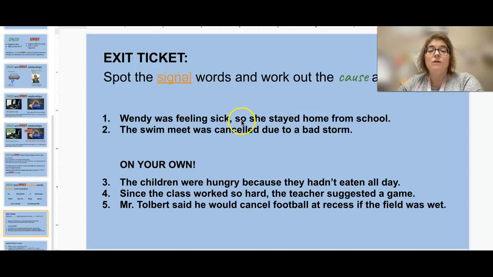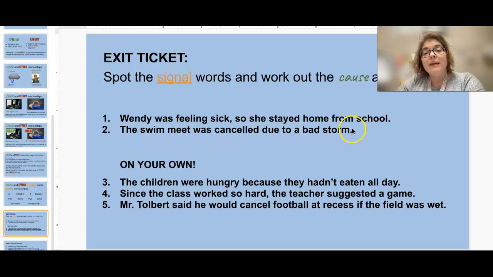That is our signal word. What is the reason, the cause of Wendy staying home? What is the cause of her staying home? She was feeling sick, right? The effect is she stayed home. She was feeling sick, so she stayed home. Okay? Cause, effect.